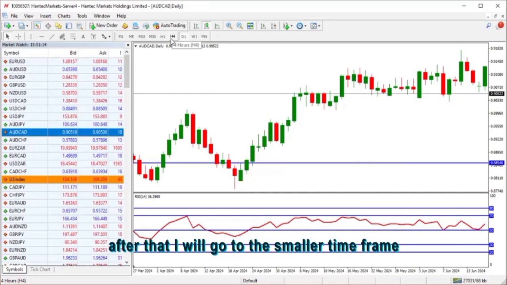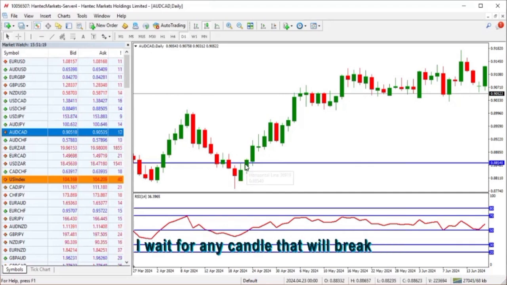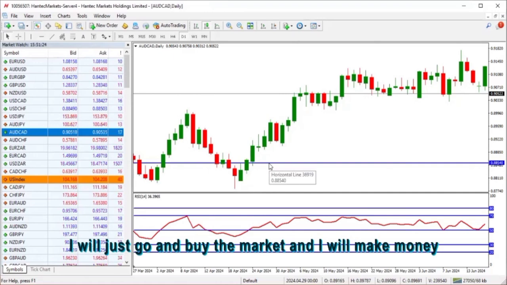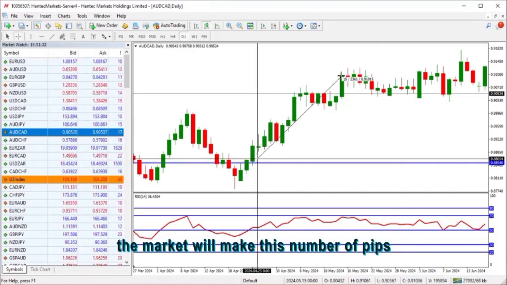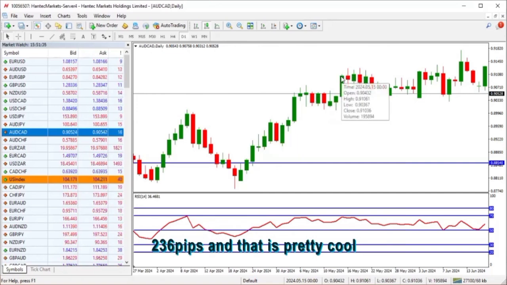After that, I will go to the smaller time frame. I wait for any candle that will break and close above this line. And if that happens, I will just go and buy the market and I will make money. After buying, the market will make this number of pips, 236 pips, and that is pretty cool.